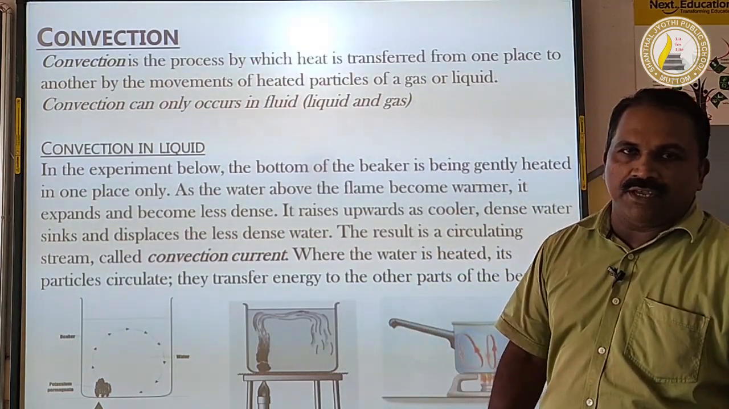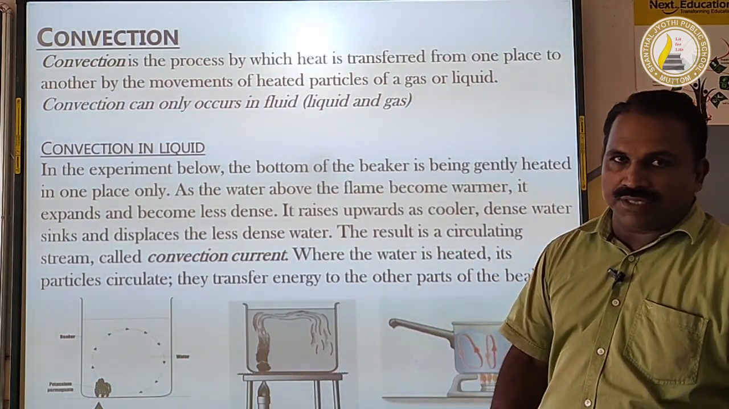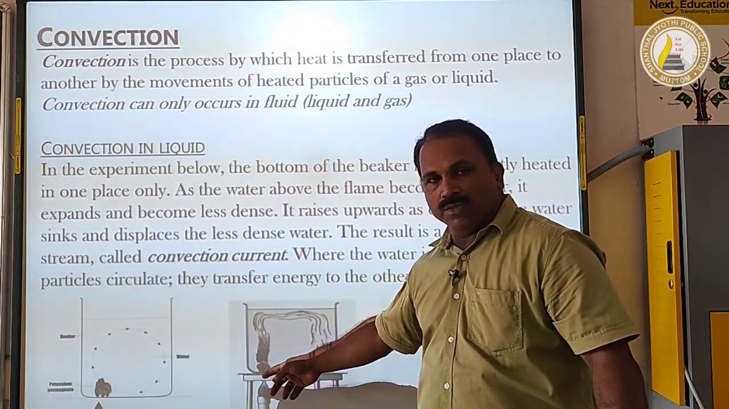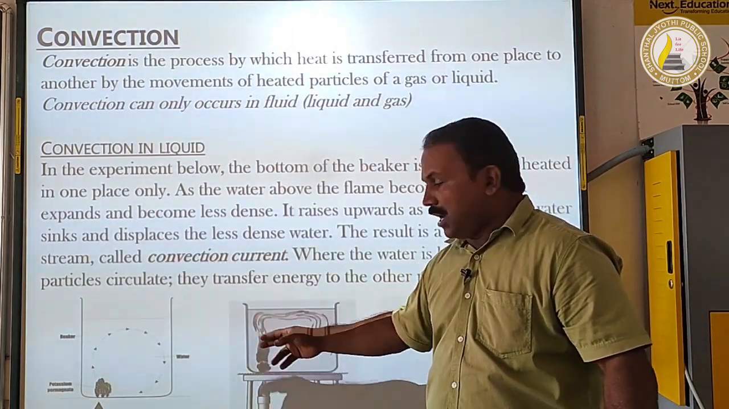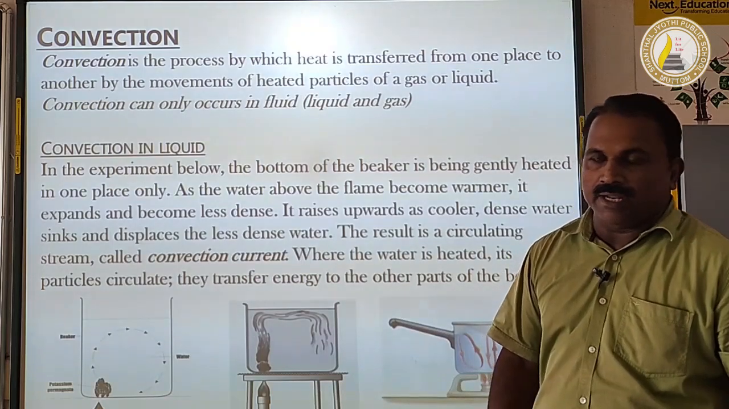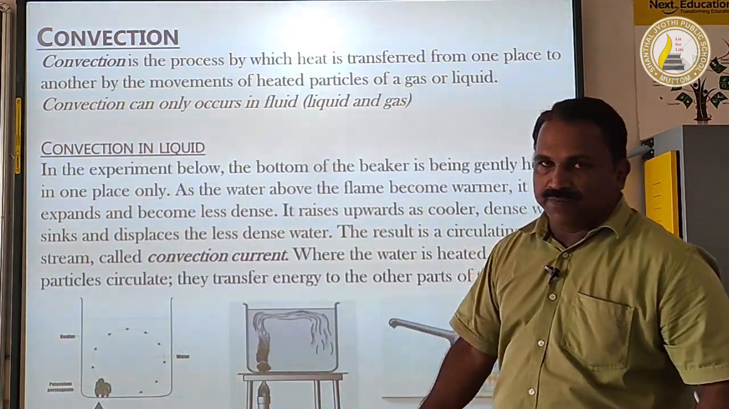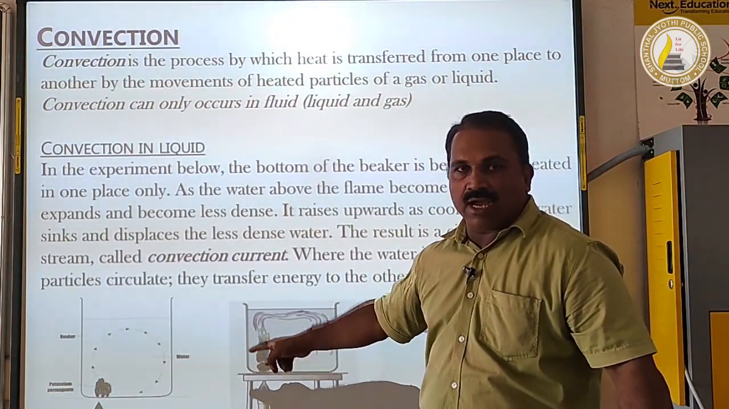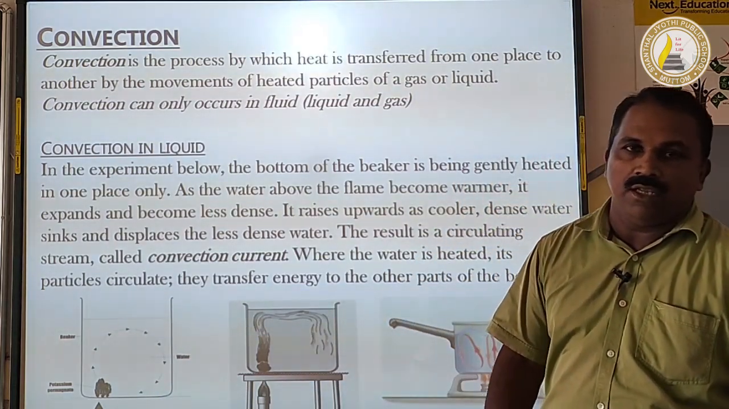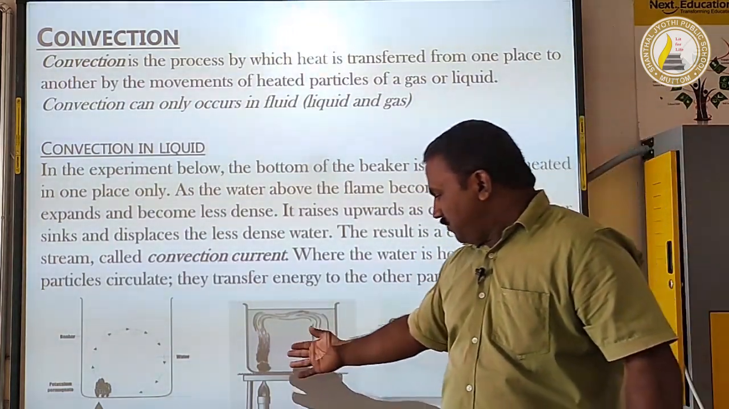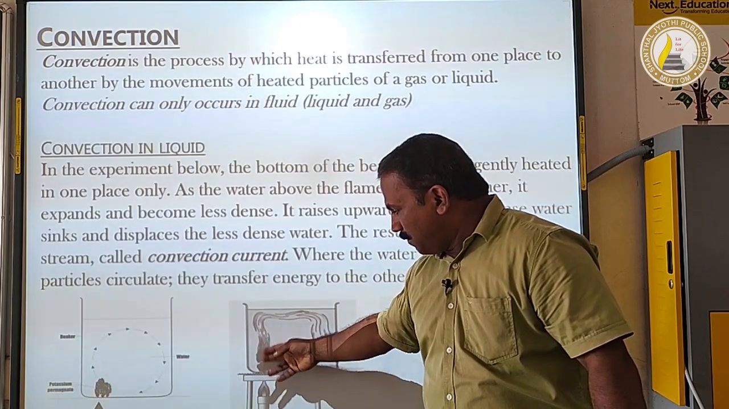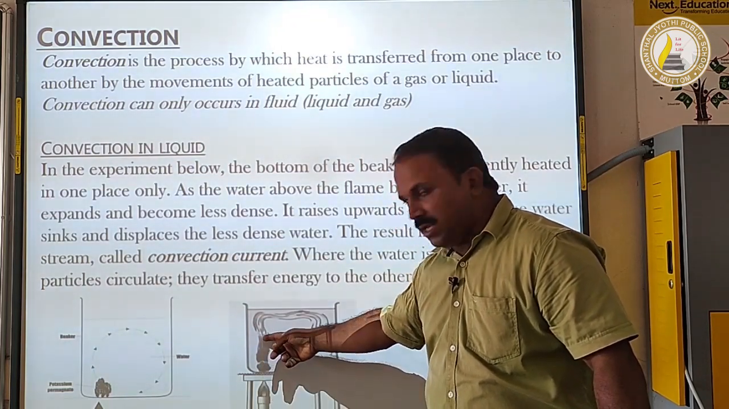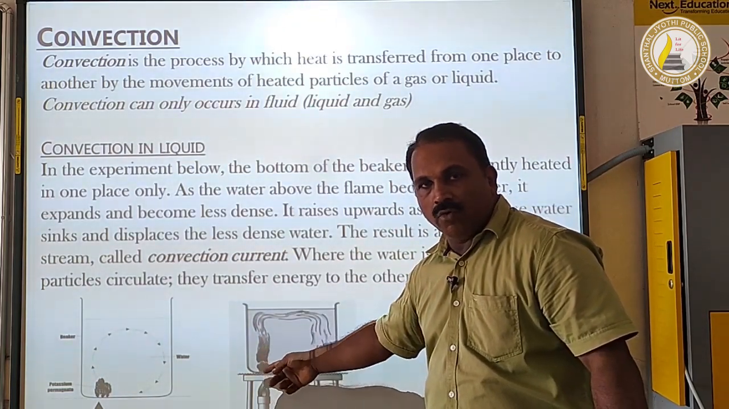The density of the heated molecules decreases. So, that water molecule rises, and cold molecules have high density and will sink. In that way, convection current takes place in liquid and gas. So, we can see the movement of liquid particles. Heated molecules only rise or move upwards.